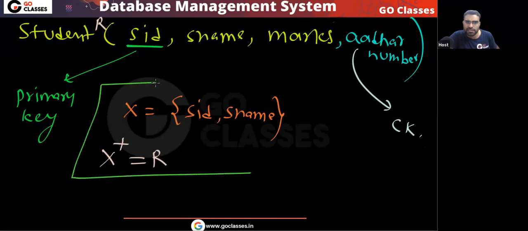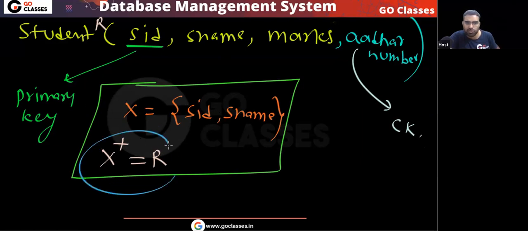But can I say X is a candidate key? Notice, X is determining all the attributes, but can I say X is a candidate key? No. This X is a super key but not a candidate key.